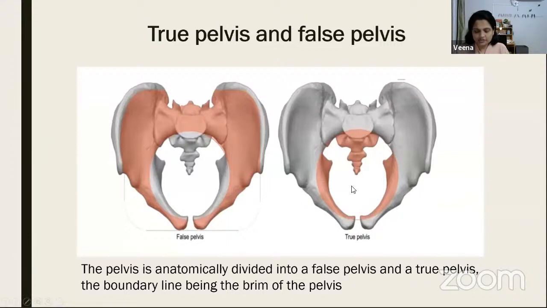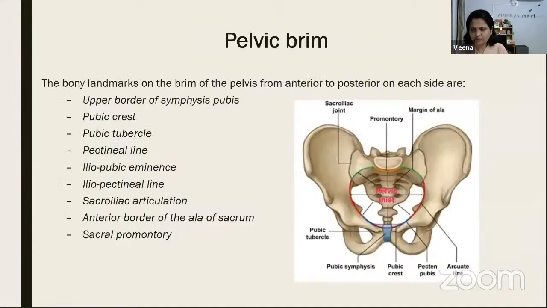So the first question I told you, they can ask you to show the different parts of the pelvis. That is the number one question in pelvis. The number two question most commonly asked for undergraduates will be to outline the pelvic brim.